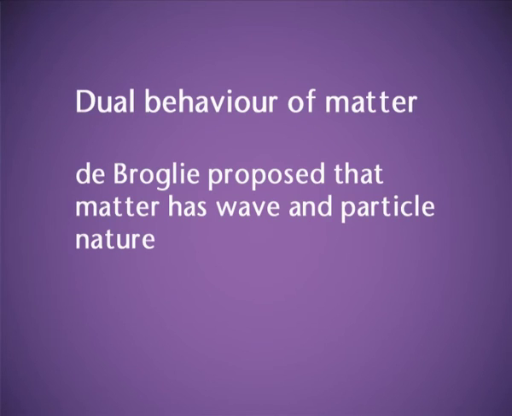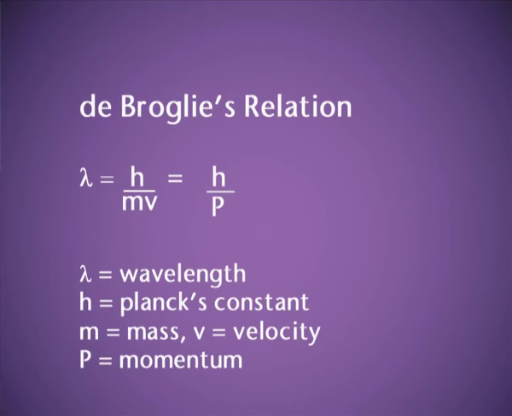The dual behavior of matter. Just on the lines of the dual behavior of the electromagnetic radiations, de Broglie also suggested that matter has also dual behavior. But this dual behavior was observed in the electrons and the subatomic particles and not in their heavier objects. Mathematically, de Broglie's equation is λ = h/p. Here λ is the wavelength, h is the Planck's constant and p is momentum.